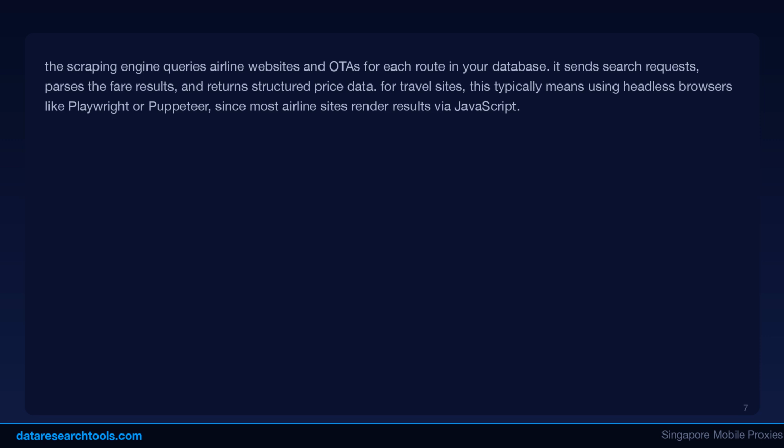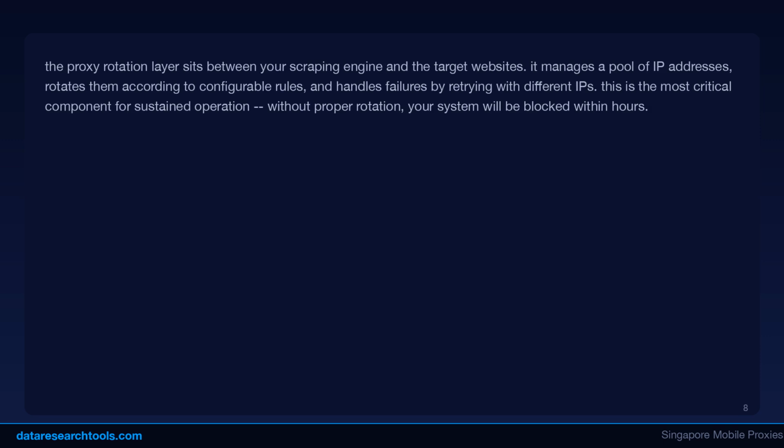The price analysis module compares current fares against your target thresholds, calculates price trends, rising, falling, stable, and identifies anomalies like airfares or fuel surcharge changes. It also handles currency normalization if you are monitoring fares across different regional airline sites.